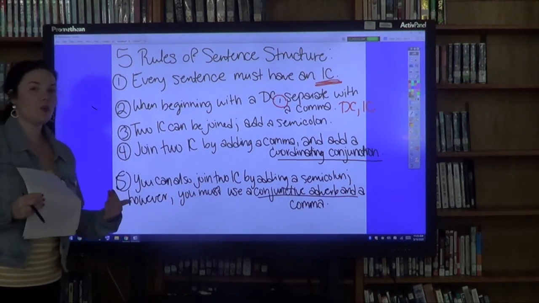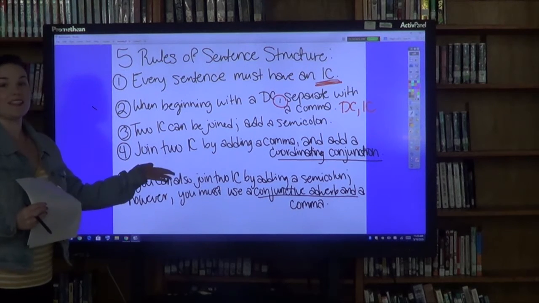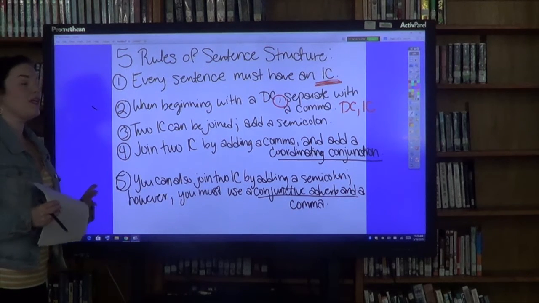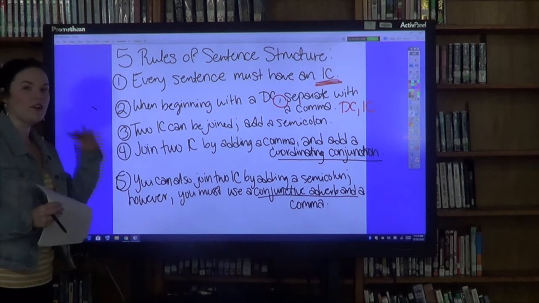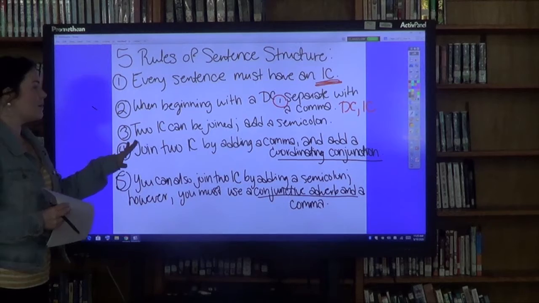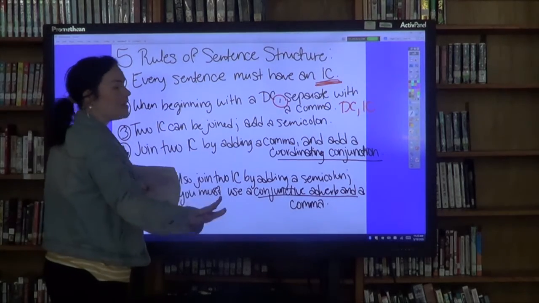All right, rule 3. One way that you can join two independent clauses is with a semicolon. Okay, semicolons are used only between independent clauses. They are not the same as a comma. Semicolons are only used between independent clauses.